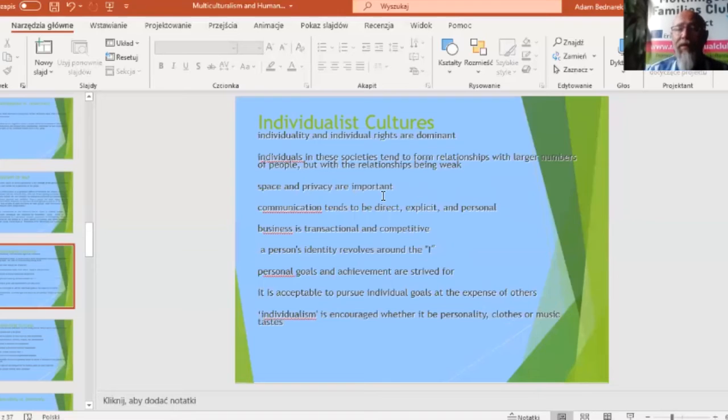Then we have the individualist cultures, where individuality and individual rights are dominant. Business is transactional and competitive. A person's identity revolves around I. Individualism is encouraged, whether it be personality, clothes or music, or the way that we personalize things on our iPhones, that we get personalized information. So a lot of what is part of digital culture is the so-called individualistic culture.